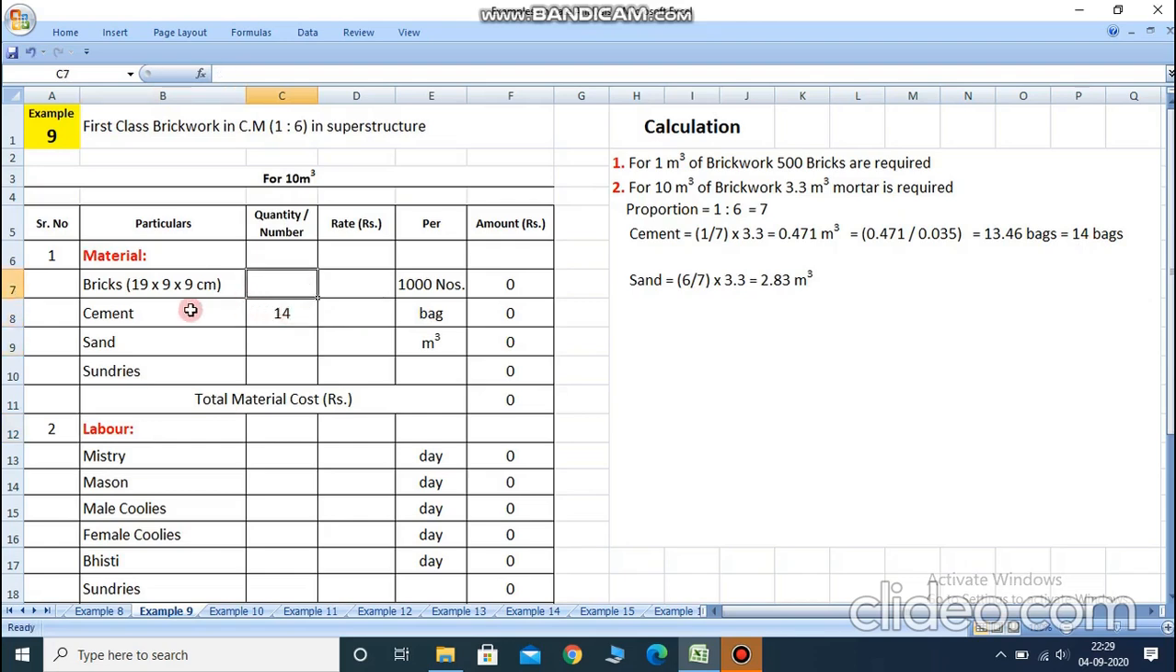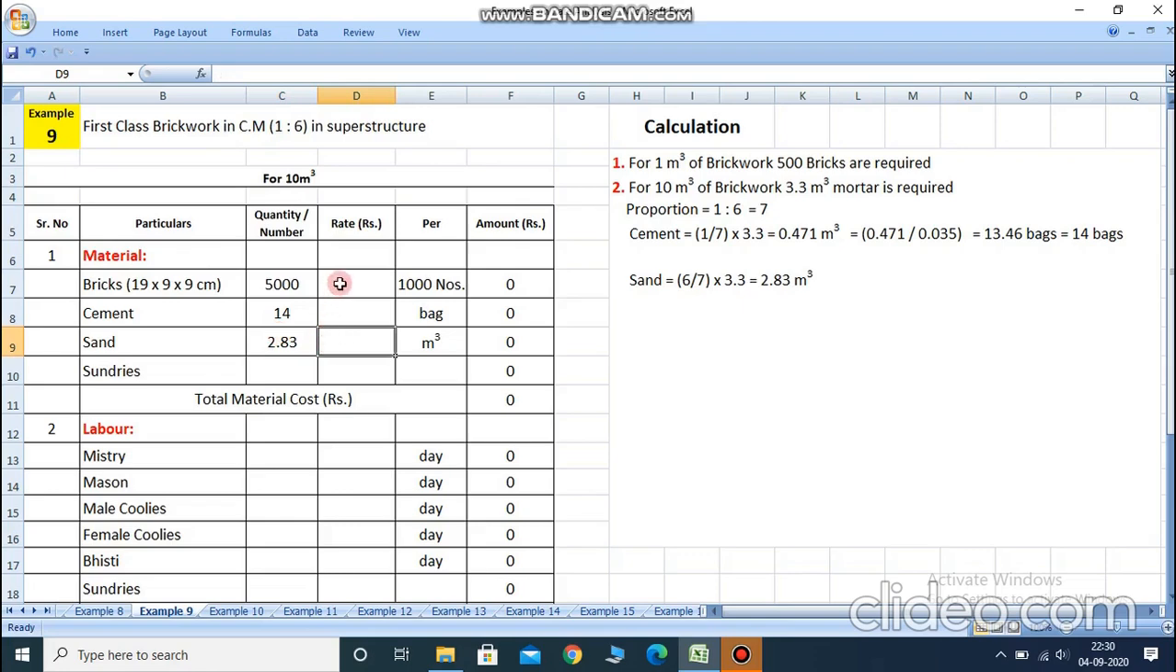Then for bricks quantity, for 1 meter cube 500 bricks are required. So for 10 meter cube how many bricks are required? We require 5000 bricks. Clear? And for sand, 6 parts of the sand, so 6 divided by 7 multiplied by 3.3. The total answer is 2.83 meter cube. So 2.83 meter cube sand is required.